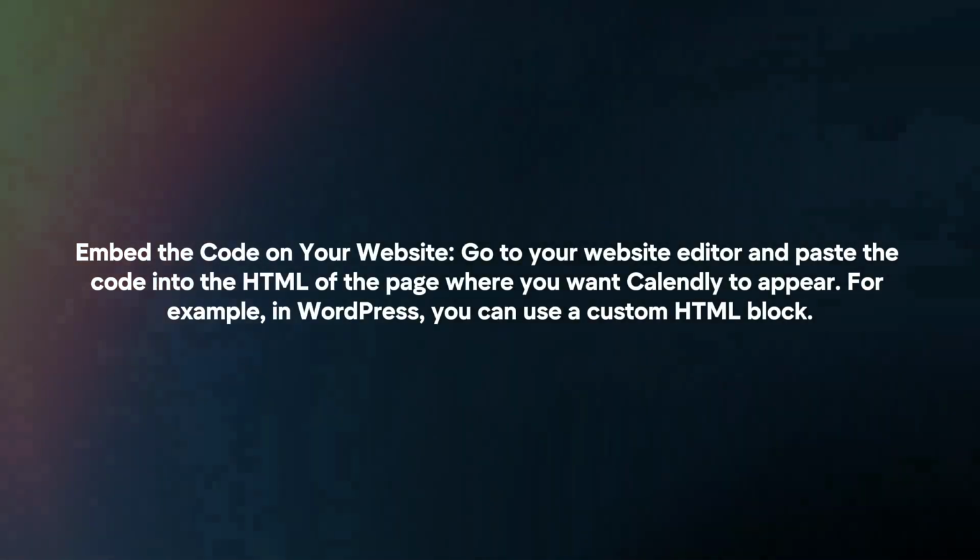Go to your website editor and paste the code into the HTML of the page where you want Calendly to appear. For example, in WordPress, you can use a custom HTML block. Publish or test. Save or publish your web page, then test the integration to make sure it works smoothly.